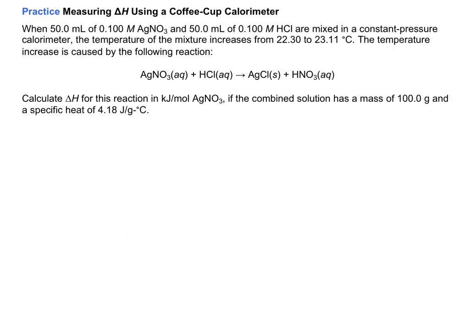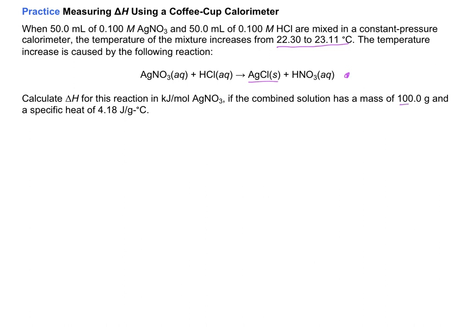Okay, so now I have 50 milliliters of a 0.1 molar solution of silver nitrate and 50 milliliters of a 0.1 molar hydrochloric acid solution mixed at constant pressure. And the temperature change goes from 22.3 to 23.11. The temperature increases from this reaction here. Now this is a double replacement reaction forming silver chloride, so fun fact. Calculate the delta H for this reaction in kilojoules per mole.